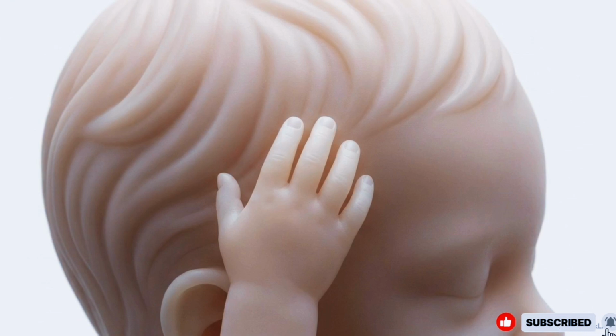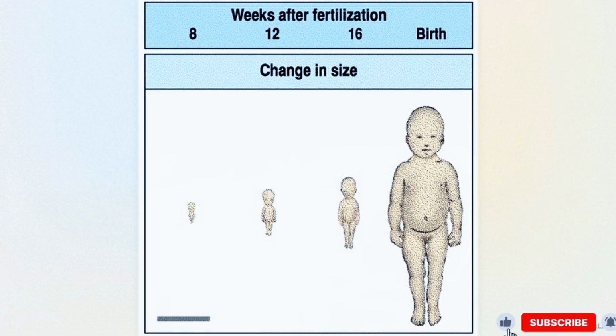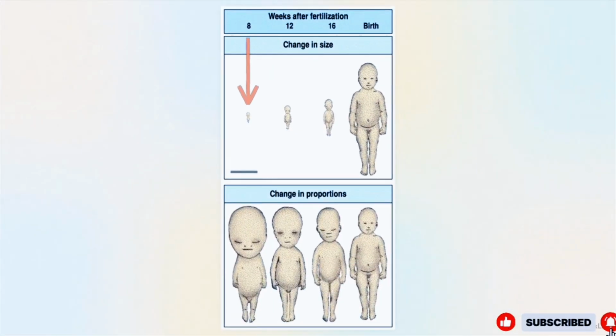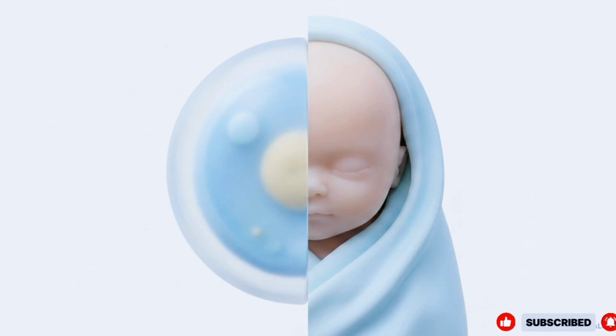This scale comparison illustrates the sheer magnitude of the growth. You can clearly see the massive shift in both absolute size and physical body proportions, from the tiny 8-week mark to a 50-centimeter full-term infant. In roughly 40 weeks, precise biological mechanisms take a single microscopic cell and construct a complex living human being, fully prepared to enter the world.